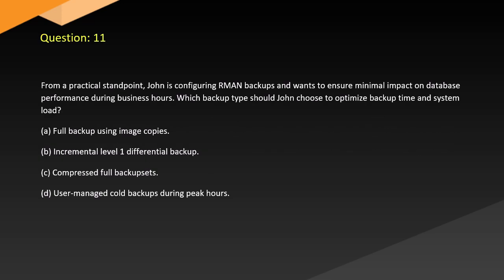Question 11. From a practical standpoint, John is configuring RMAN backups and wants to ensure minimal impact on database performance during business hours. Which backup type should John choose to optimize backup time and system load? A. Full backup using image copies. B. Incremental level 1 differential backup. C. Compressed full backup sets. D. User-managed cold backups during peak hours.